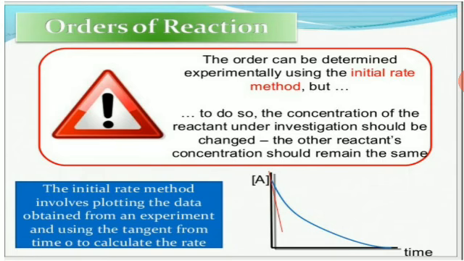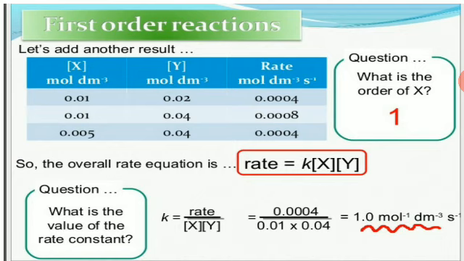Now the order of the reaction is determined by the initial rate method. In this method, the concentration of one reactant is kept the same in two experiments. For example, here I have taken three experiments. In the first experiment, the concentration of X is 0.01 and the concentration of Y is 0.02. In the second experiment, the concentration of Y has been changed whereas X has been kept constant. In the third one, Y is the same as in the second one, but the concentration of X has been changed.